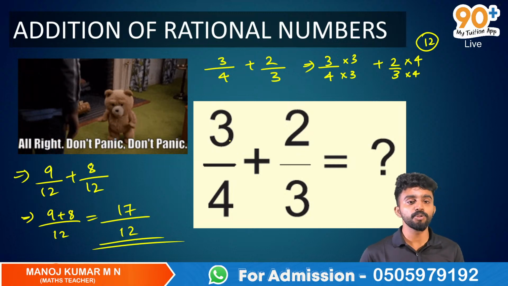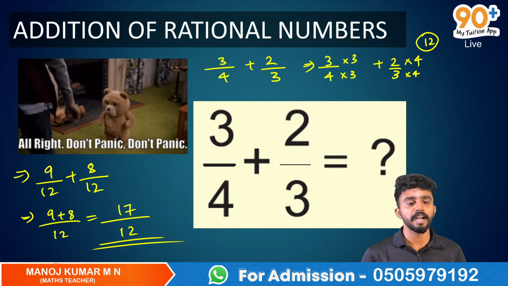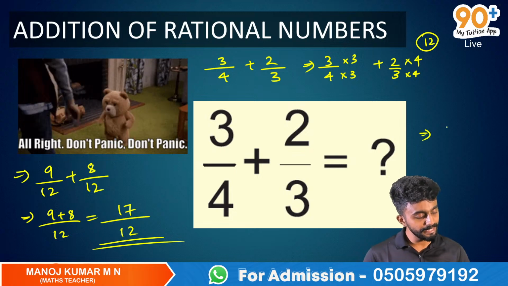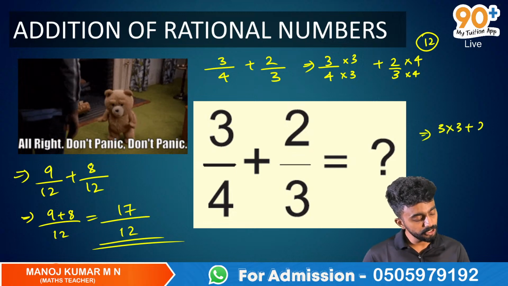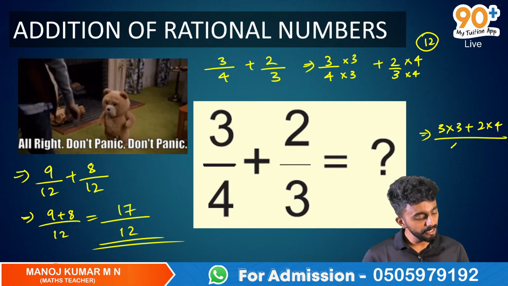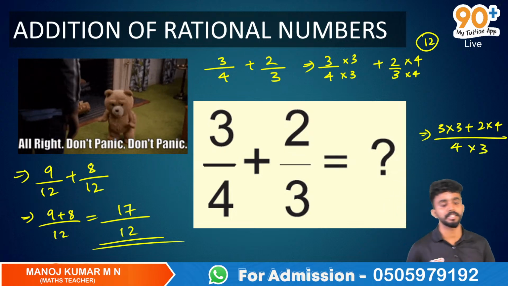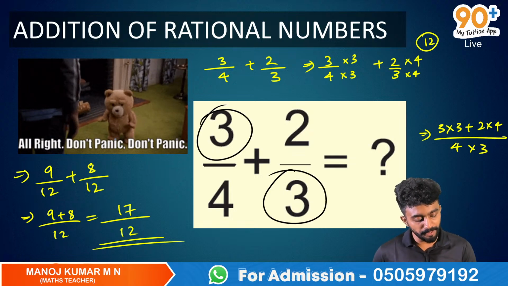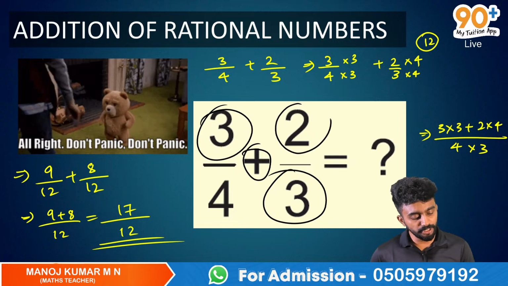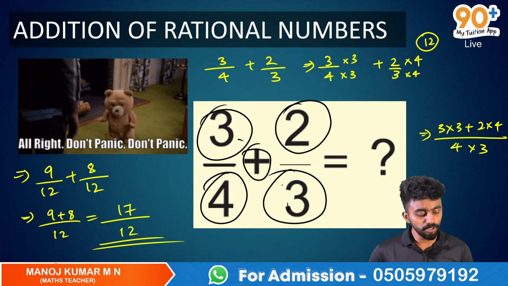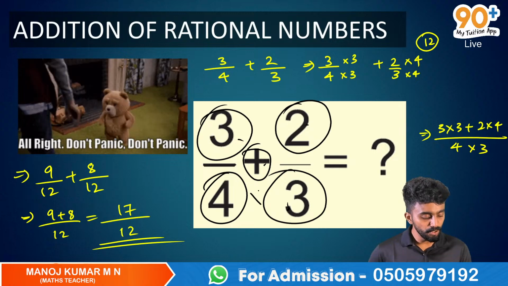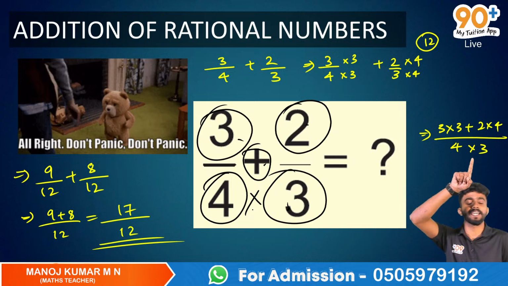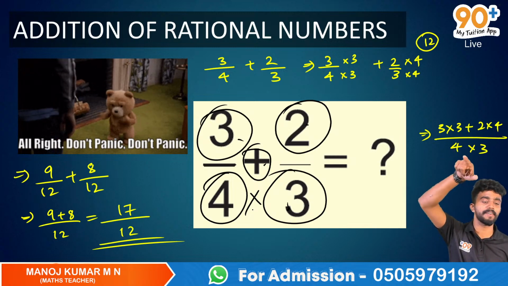3 into 3 plus 2 into 4 divided by 4 into 3. That's right. So this one I can write as 3 into 3 plus 2 into 4 divided by 4 into 3. This is the cross multiplication technique. That is, we will multiply this denominator with this numerator plus this numerator with this denominator. So 3 into 3 plus 2 into 4 divided by 4 into 3. That's how you do it in the cross multiplication method.